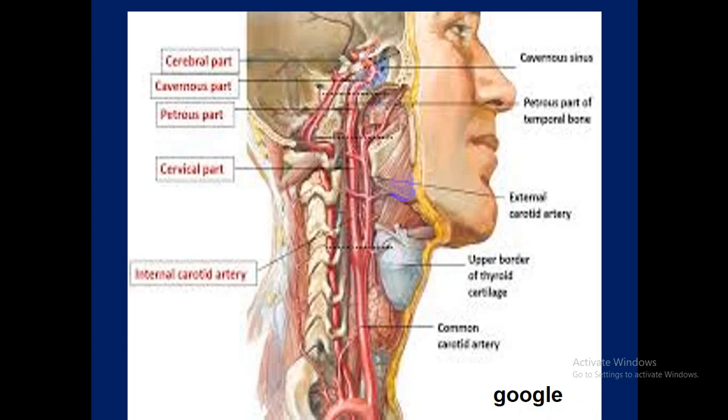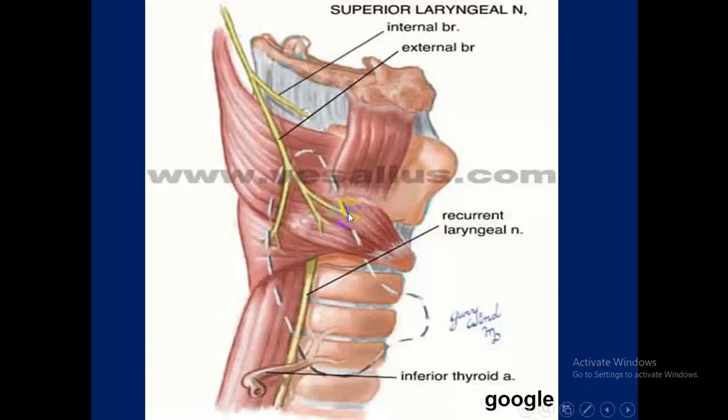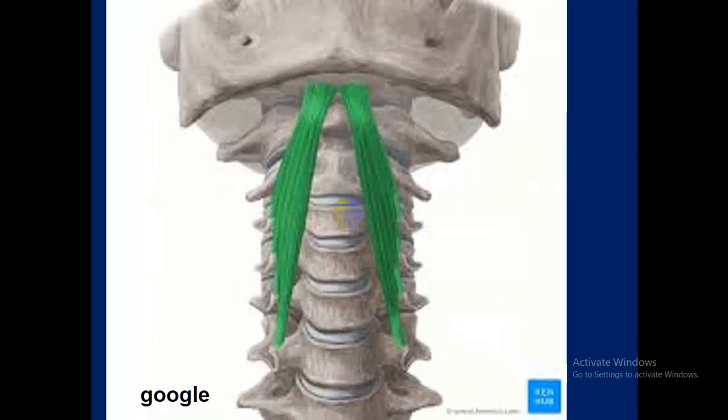Now posteriorly, behind it there is the sympathetic trunk. Also the transverse processes of the upper three cervical vertebrae; for the common carotid it was the lower four, here it is the transverse processes of the upper three. And the prevertebral muscle, one of which is longus capitis. So posteriorly I have the sympathetic trunk, longus capitis muscle and the transverse processes of the upper cervical vertebrae.